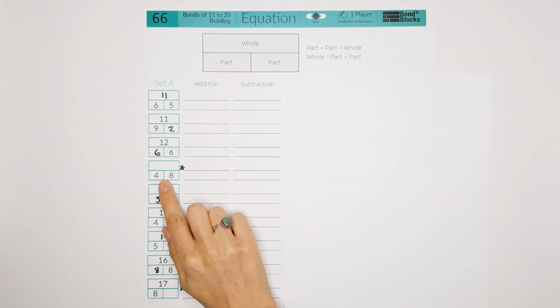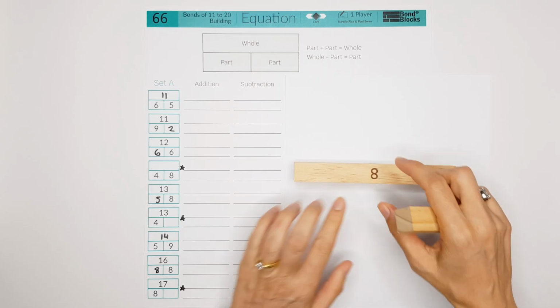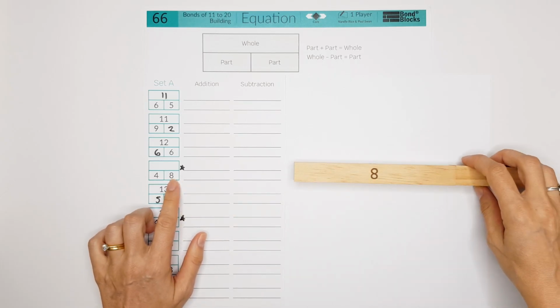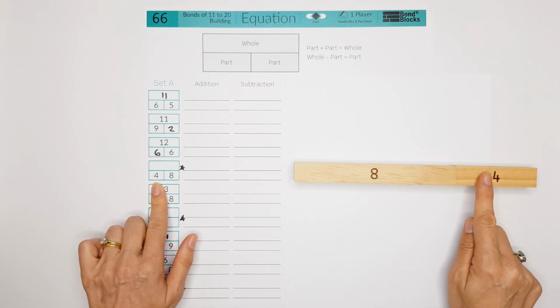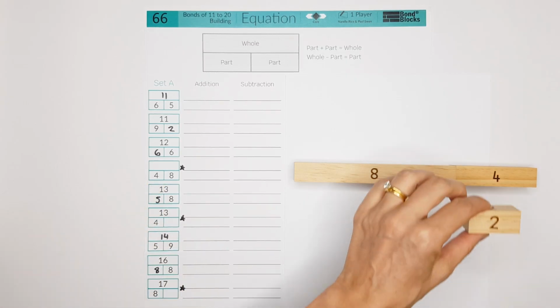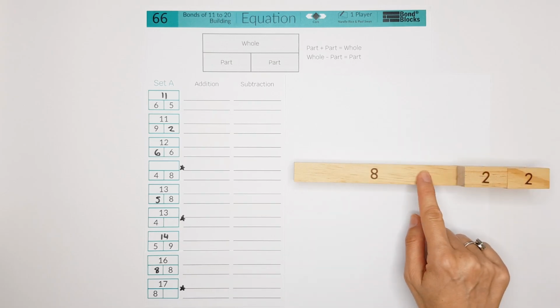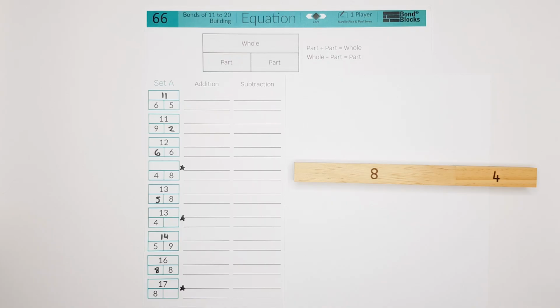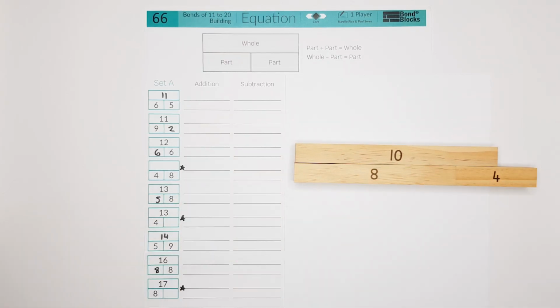We can then use our bond blocks to help us think about these and solve them. I'm going to start with the larger part of 8 and then add on the part of 4. And as I'm doing this, I'm thinking I could partition this 4 into 2 and 2 because that would help me to bridge 10. So I could say that 8 and 4 is equal to 10 and 2, which is 12.